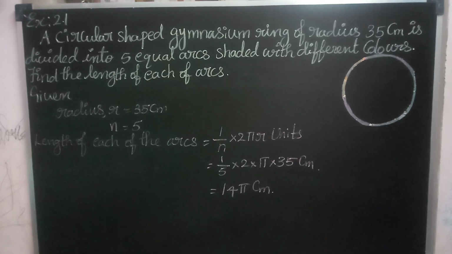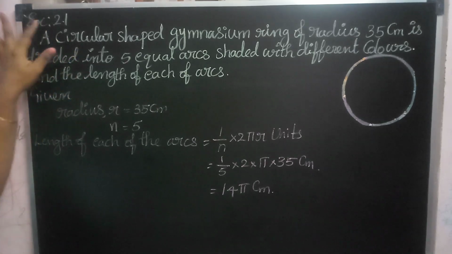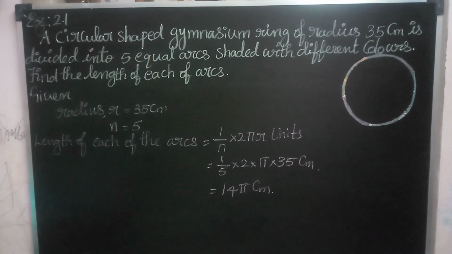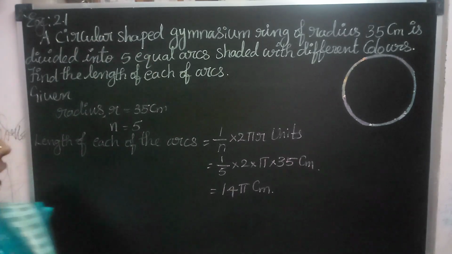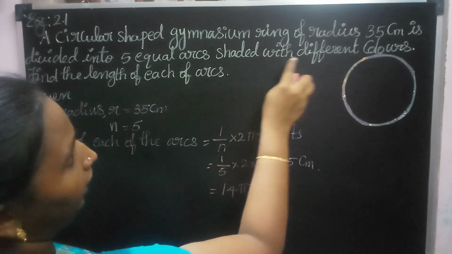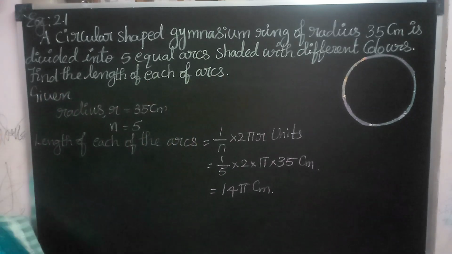In this video, we are going to see the second chapter, example sums. Exercise, that is example 2.1. A circular shaped gymnasium ring of radius 35 centimeter is divided into 5 equal arcs, shaded with different colors. Find the length of each of the arcs.